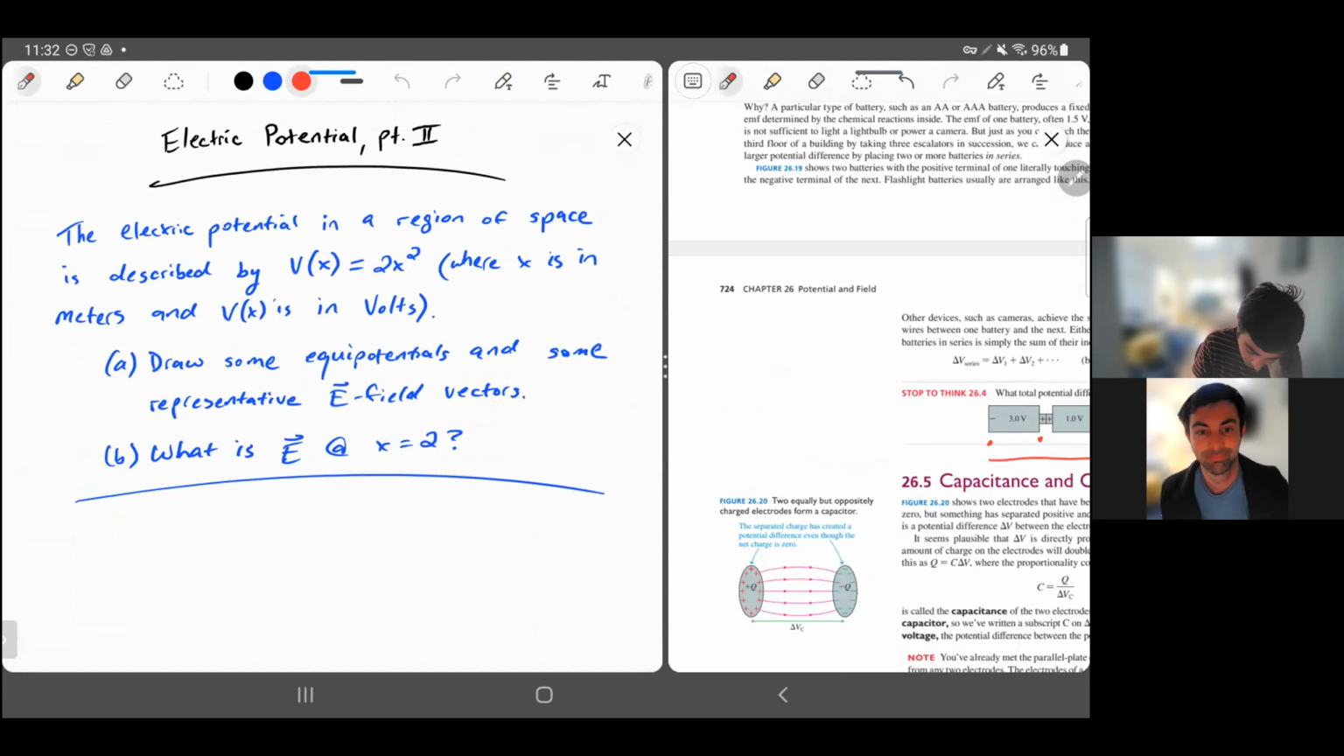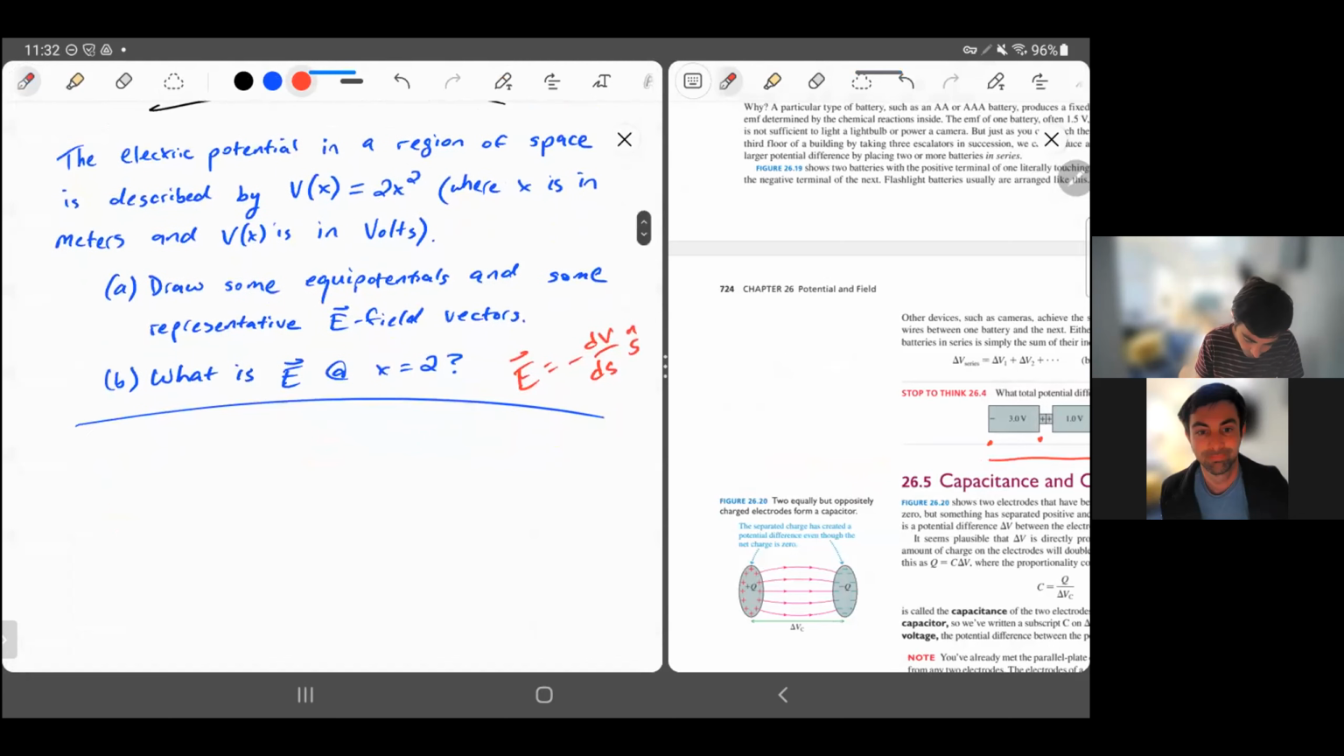The formula we want to have in mind, given V, to solve for E, is E is minus the derivative of V. You have to be along the electric field direction, but as long as you do that, it's this formula. The electric field in a region of space is described by that function. Draw some equipotentials. It doesn't say what region we should look at, but let's look at positive and negative x just to see what's going on.